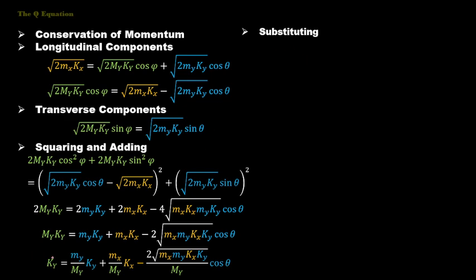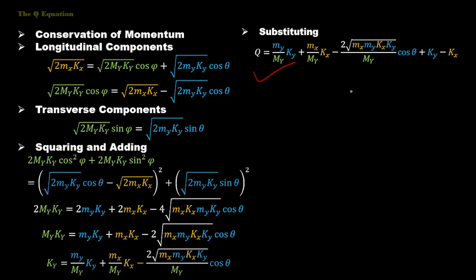We substitute for Ky in the Q value, which we have seen to be equal to the kinetic energy of the daughter nucleus plus the kinetic energy of the outgoing particle minus the kinetic energy of the projectile. We substitute for Ky and get an equation that is free from the kinetic energy of the daughter nucleus. We get this equation which does not contain the kinetic energy of the daughter nucleus, which we wish to bring.